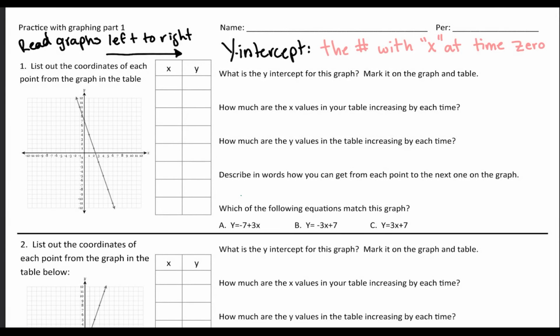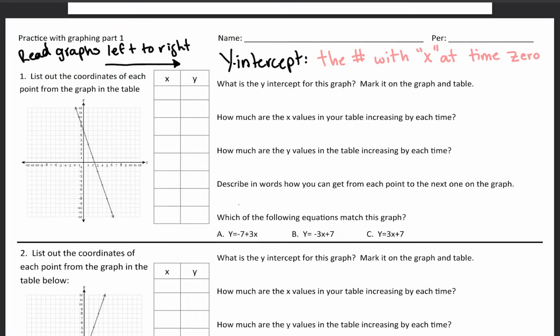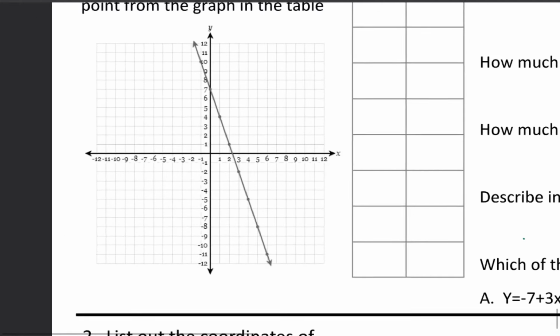Alright, so for these notes, what you really need to know first is that y-intercepts are the number that goes with x at time 0, and we also need to know that we read graphs like a book. We read them from left to right. Okay, so we're going to start with the first one by filling out the table.